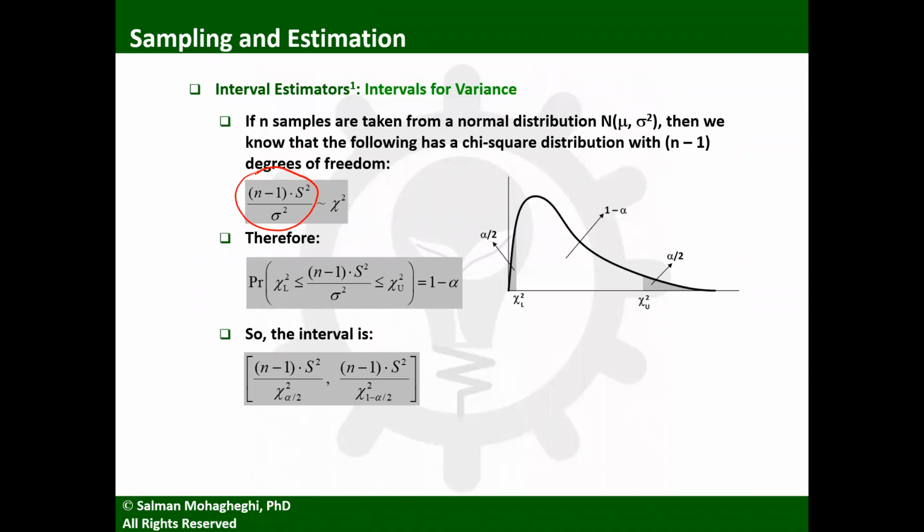And again, from using the tables, you can say the probability that this value is between the lower bound and upper bound is 1 minus alpha. So your interval, if you do some mathematical calculations, for sigma squared, which is what you're interested in, the variance of your population, would be this lower bound, this upper bound, with confidence of 1 minus alpha. And again, these values are obtained from probability tables.